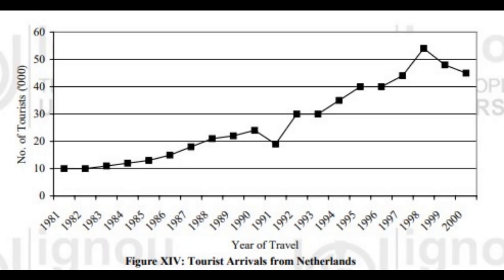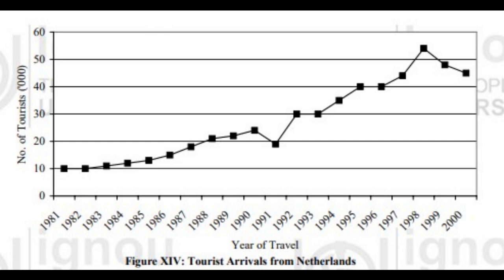12. Netherlands. During 2000, Netherlands occupied the 12th position among the major tourist-generating markets in India. The arrivals grew from 10,780 in 1981 to 45,398 in 2000 at a compound growth rate of about 7.9% per annum.